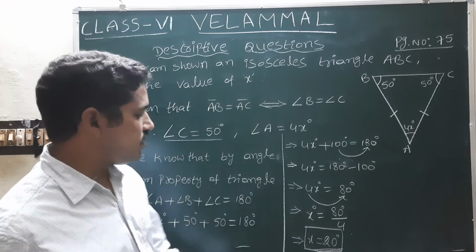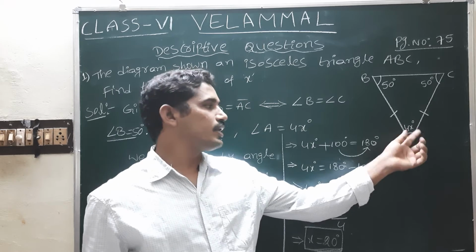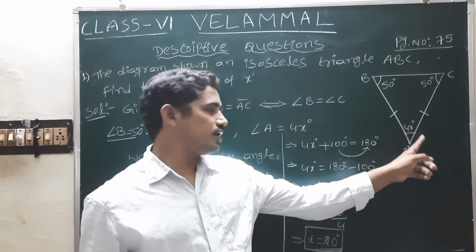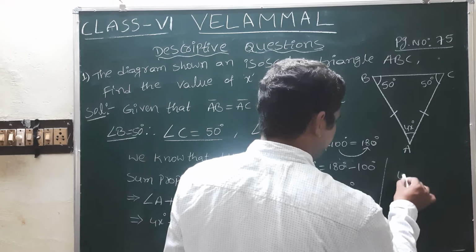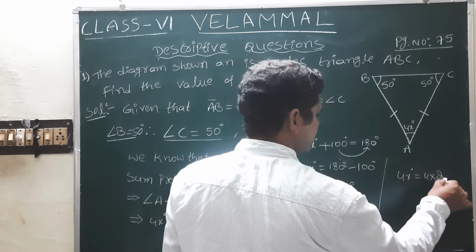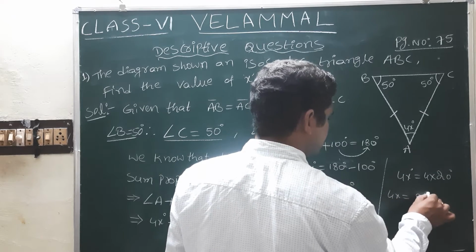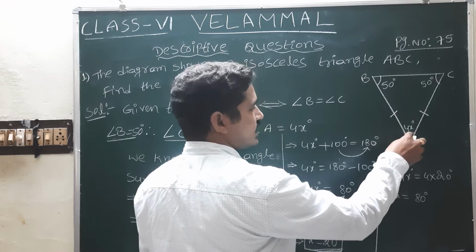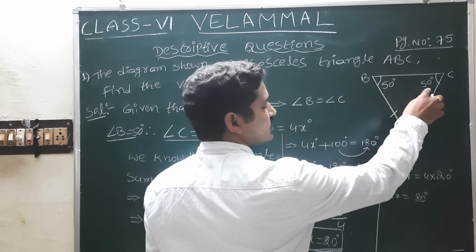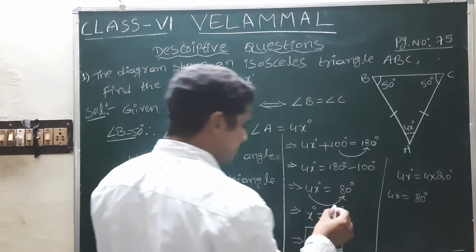Whenever we get the x value, automatically we can say angle A is 80 degrees. 4 into x value, which is 20 degrees, so 4x is equal to 80 degrees. If you substitute the 80 degrees here, 80 plus 50 is 130, 130 plus 50 is 180. So x value is equal to 20 is our answer.